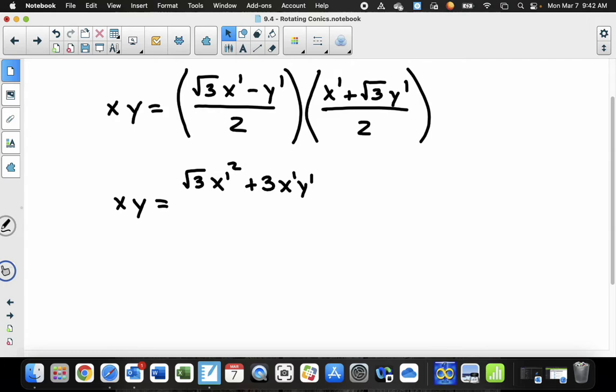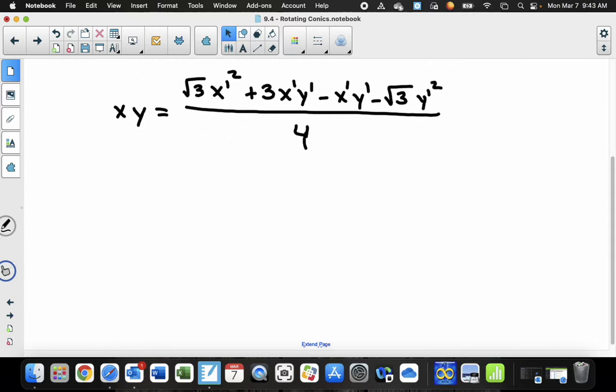Okay? So we took the square root of 3x and distributed that. Now we need to take the negative y prime and distribute that. Negative y prime times x prime is just negative x prime y prime. And then finally, negative y prime, when I distribute, again, coefficients, we end up with negative square root of 3 y prime squared, all over 4. That's the nice part. Okay, we can do that one. Let me stop. Anybody not understand that? Anything not make sense? Okay, let's keep going.